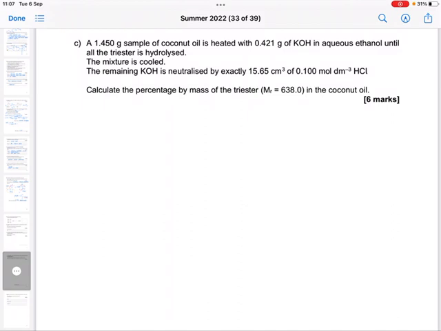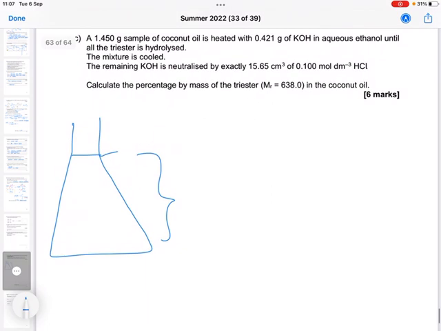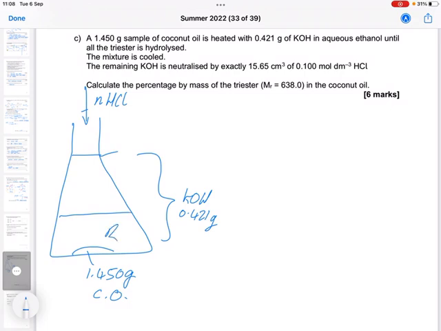Let me start this again as well. I don't know why it keeps doing that, but potassium hydroxide, 1.45 grams of the coconut oil. We titrated it here with hydrochloric acid, the 0.421 grams. So this bit here, just dividing it up so we can see what's happening. That bit reacted with the coconut oil. This bit was unreacted, which is going to react with the hydrochloric acid.